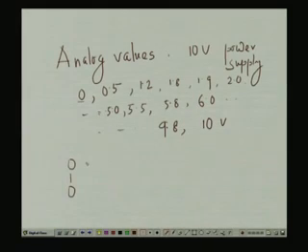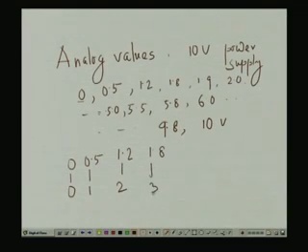Say for 0, if the precision is 0.5, say I am taking 0.5, then I want, say for this is 1. Then for 1.2, I want another value 2. For 1.8, I want another value 3. For 1.9, I want another value 4. So many values will be there.